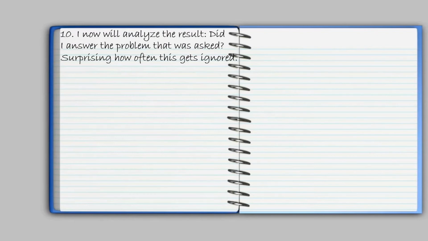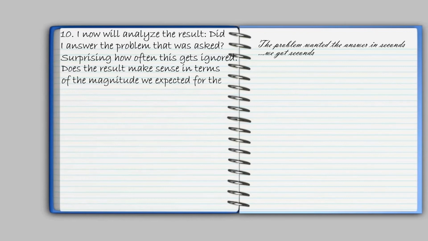Now, this next step is often ignored, but it is very valuable in getting the most information from the computation. We need to analyze the result, asking ourselves a series of questions. Is my final answer what was desired and what was asked for by the problem statement? Well, the problem wanted the final answer in seconds, and sure enough, we got seconds.